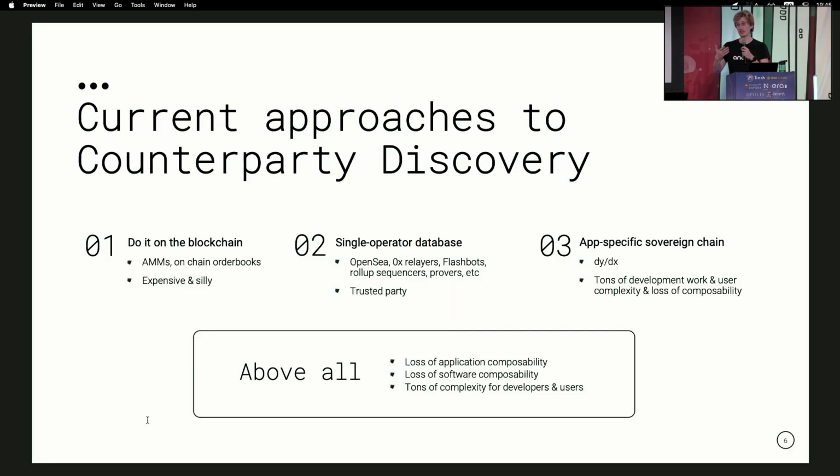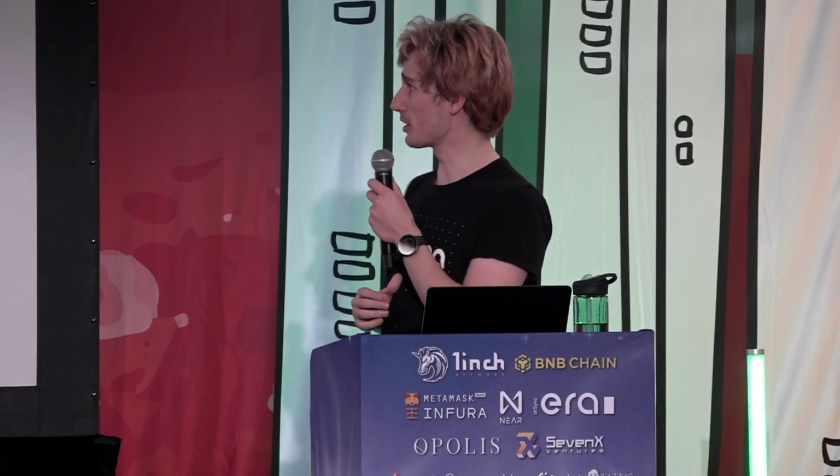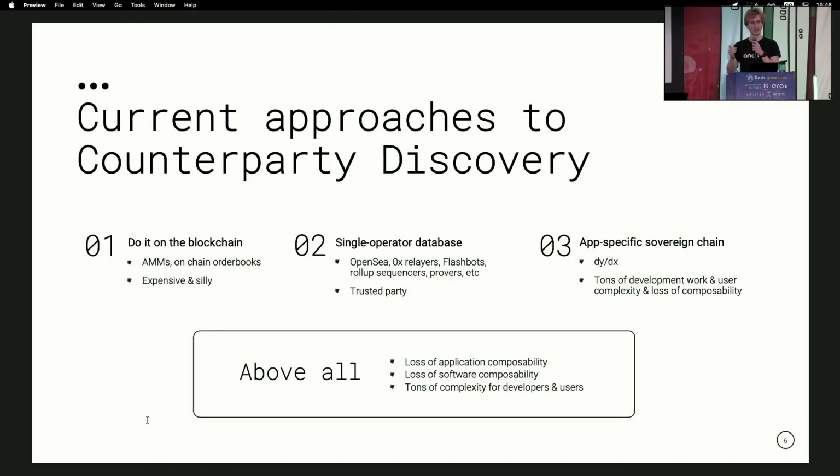discovery in current systems. I think a lot of people believe that AMMs are a global optimal design. They're not. They're a local optimum created for the constraints within Ethereum. They are not perfect in any sense because they are the most expensive way to do decentralized counterparty discovery within the current systems. You can also do the other thing, which is you run a single operator database.